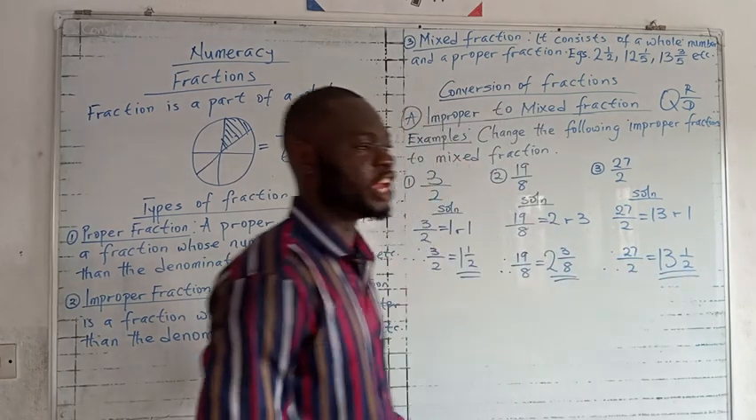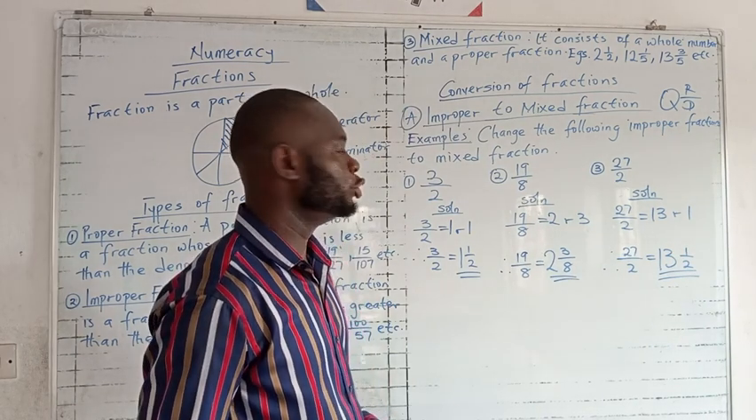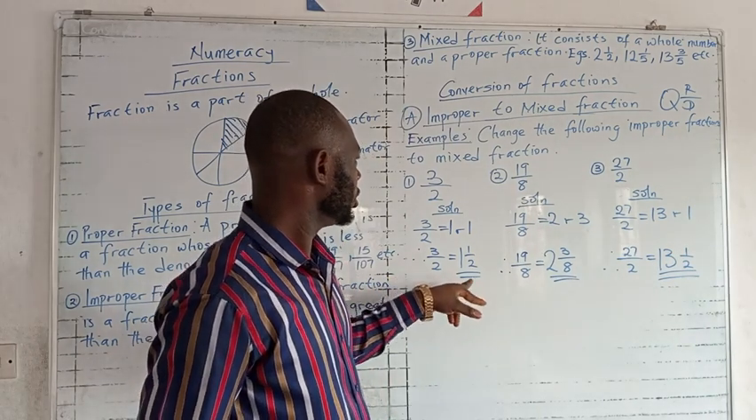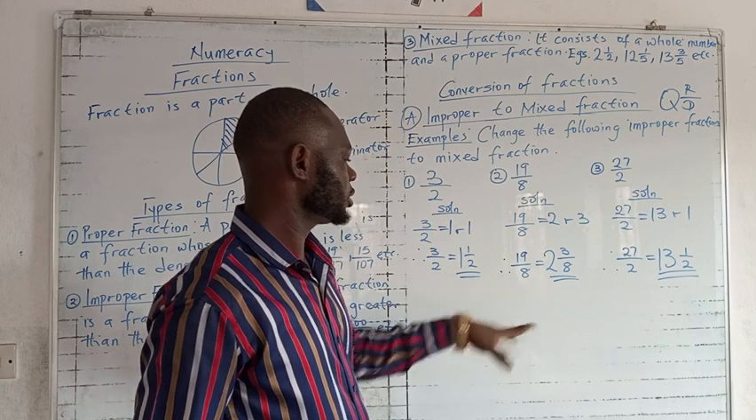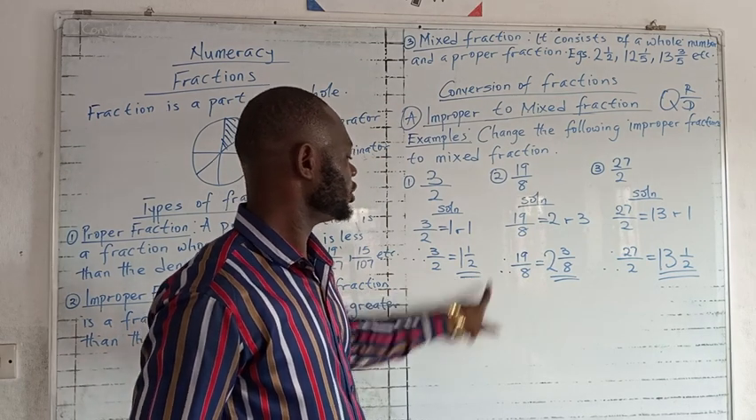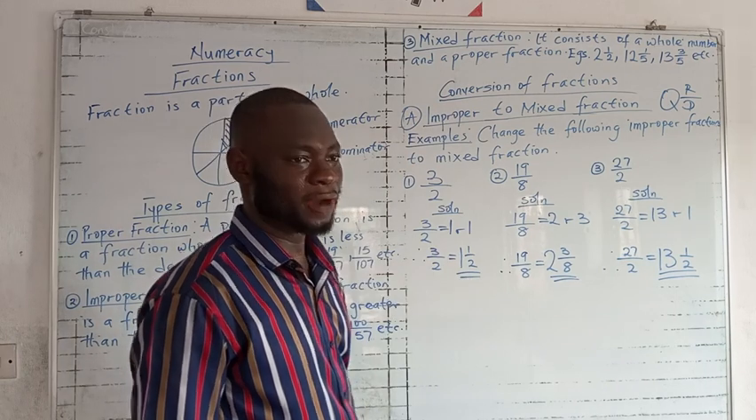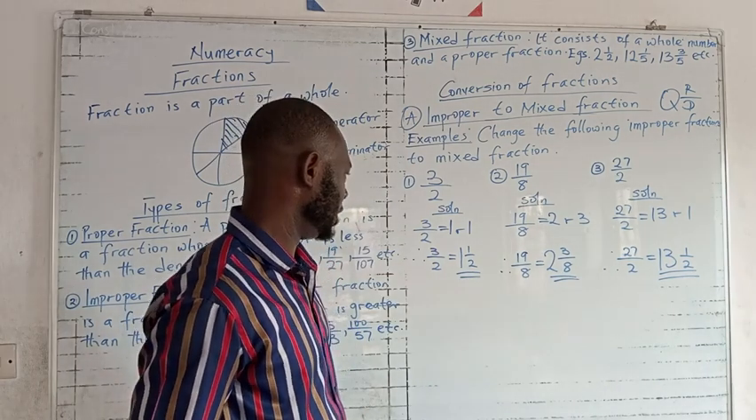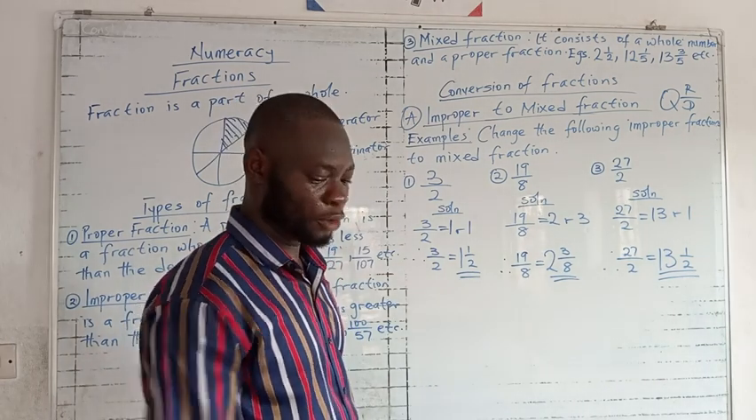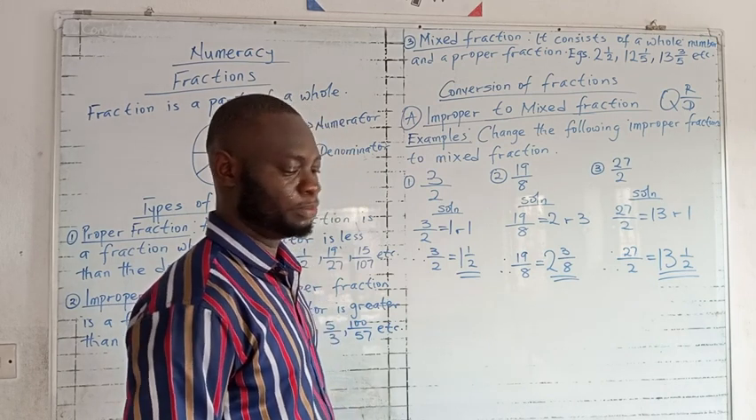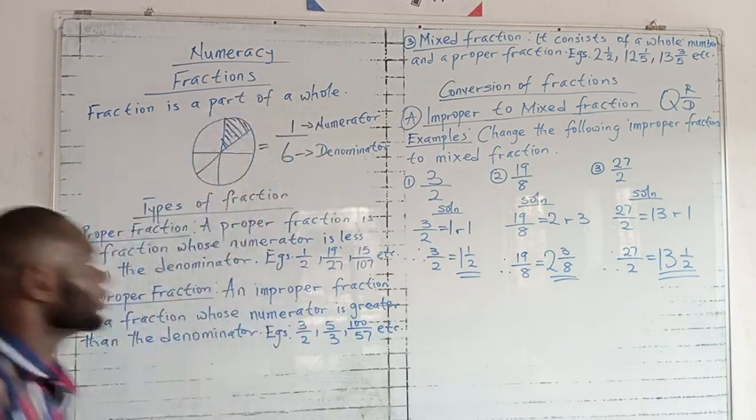Now, to always check if your solving is correct, you can simply change this back to improper fraction. And that's the next thing we are going to learn: how to convert from mixed fraction to improper fraction. So let's look at it.